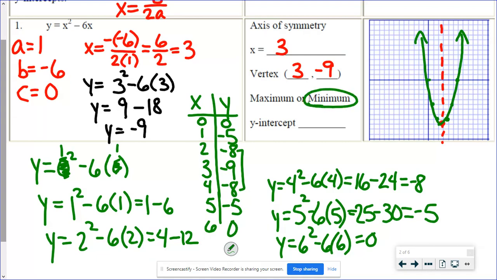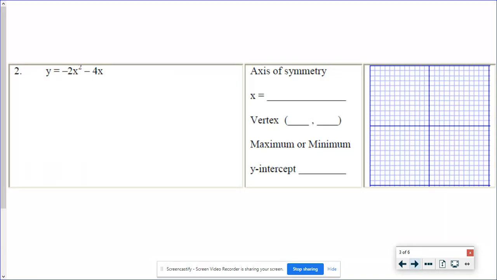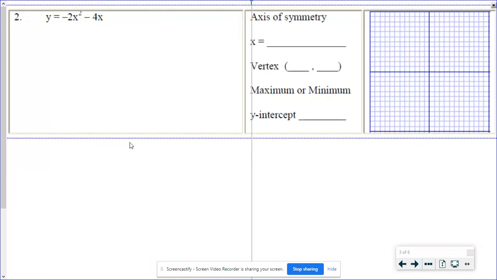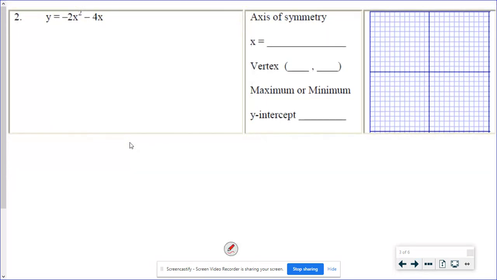Now, I did say in a previous video, we care more about the x-intercepts in terms of solving these. The y-intercept is what happens when the x is 0, and that's what we're going to be looking at in this assignment. Instead of looking at the x-intercepts, we're going to look at the y-intercept. So for number 2, again, I don't have a c value here. So let me move this up a little bit so I've got some more space. Start with ABC. A is negative 2, B is negative 4 because that's the number that's in front of the regular x, and C is 0.